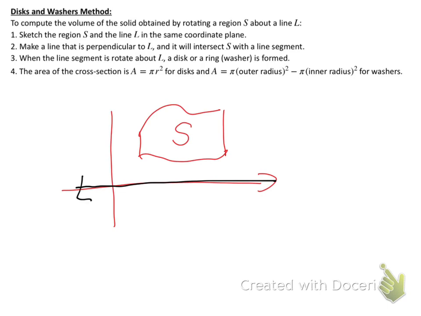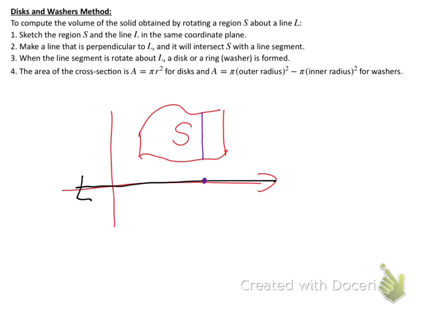How do you do it? First, do what I just did. Sketch the region S and the line L in the same coordinate plane. Second, you are going to make a line that is perpendicular to L. It will intersect S with a line segment. So I don't want the whole thing, I only want the line segment part.